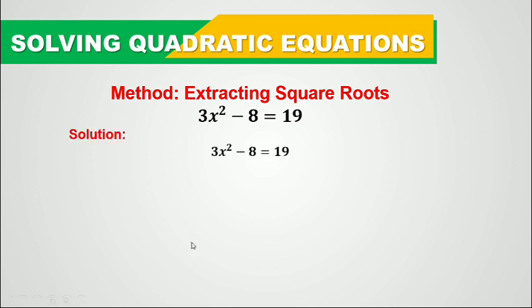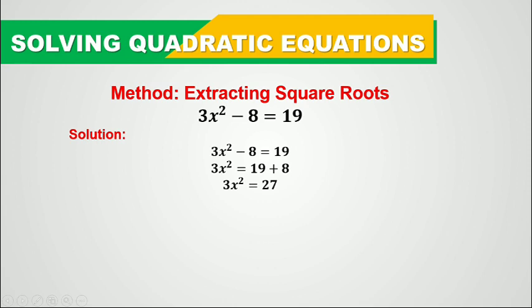So ang next na gagawin natin, susunod na gagawin natin ay we're going to transpose negative 8 from the left to the right. So this is negative 8, right? So kapag ita-transpose natin to the right side of the equation, this becomes positive 8 or plus 8. So this becomes 3x squared equals 19, copy 19 plus 8. And then let's simplify. So 3x squared equals 19 plus 8, that's 27.